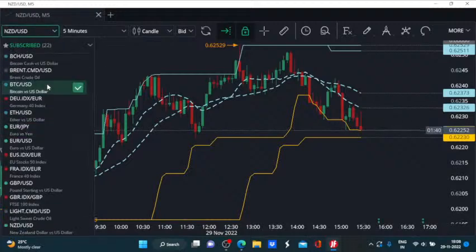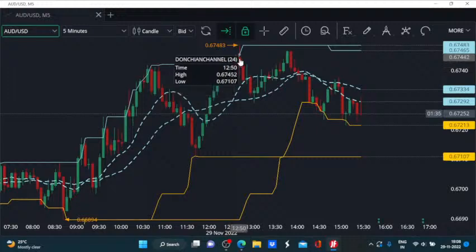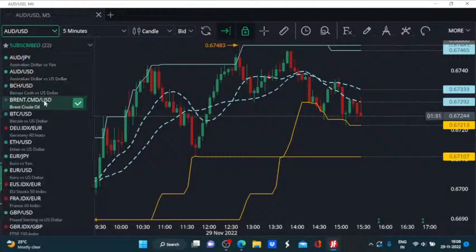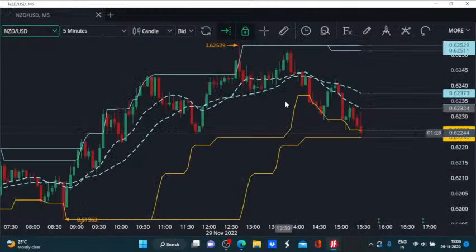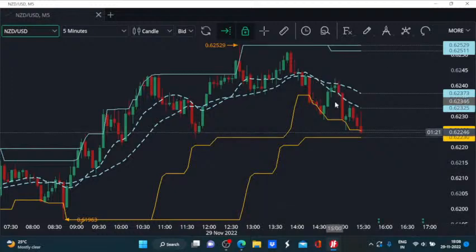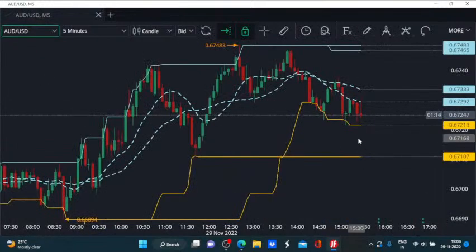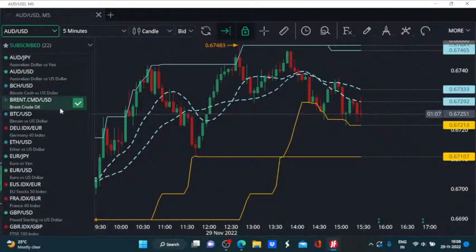Let's compare it with the AUD to see which one is leading and which one is lagging. The AUD/USD made this high at 12:50 GMT, and if we compare it with the NZD, the trajectory is almost similar. But now on the lower side, the NZD seems to be taking the lead, whereas for the AUD, things are still pretty much within this range.